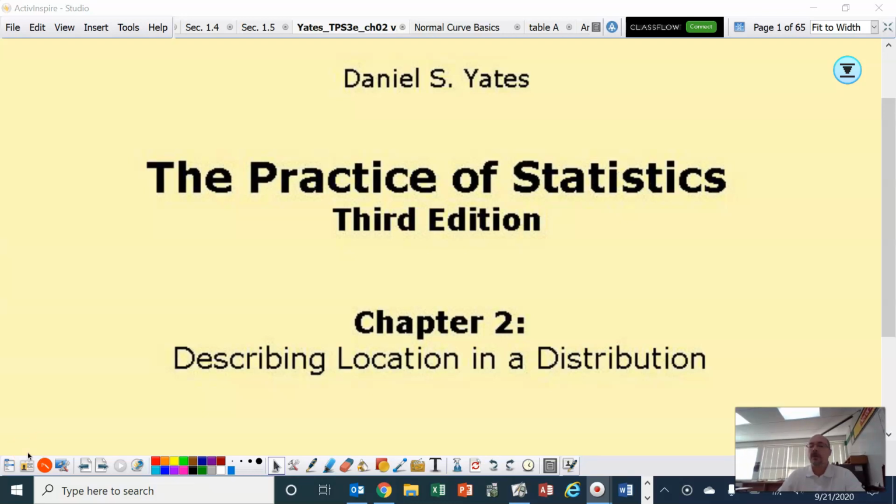Let's go ahead and start on Chapter 2. Chapter 2 is all about describing location in a distribution. Those of you who took advanced algebra last year, this is what we ended the year with, those normal curves. So we're going to get into some of that. We're only going to touch on part of it in this lesson. All right, so let's get rolling here.